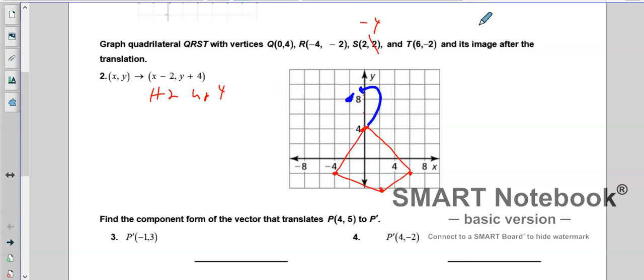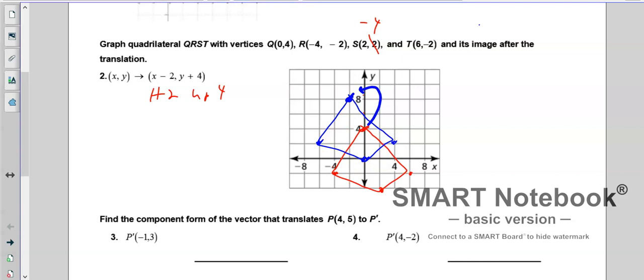All right, and then lower left, we're going to go left 2, up 4. Right there. And then at the bottom here, left 2, up 4. And over the right side, left 2, up 4. And we have our shape. And notice, left 2, up 4. That is our same shape.